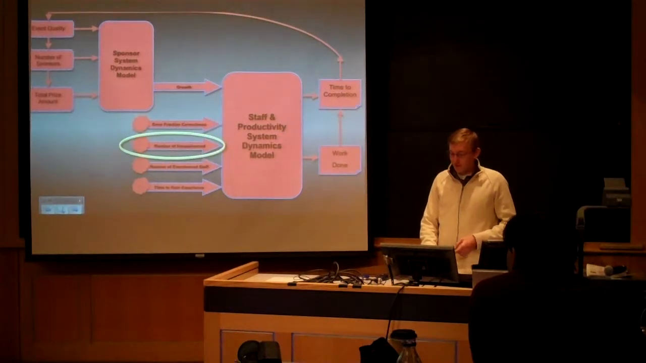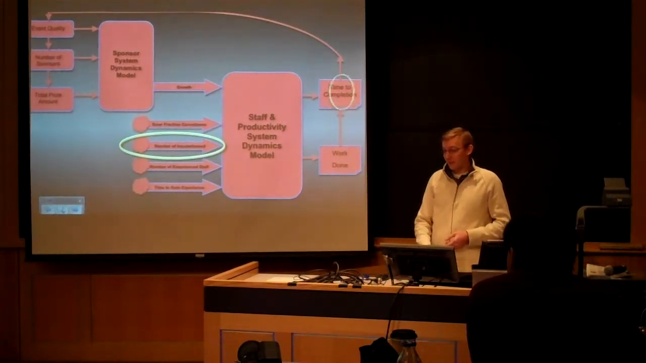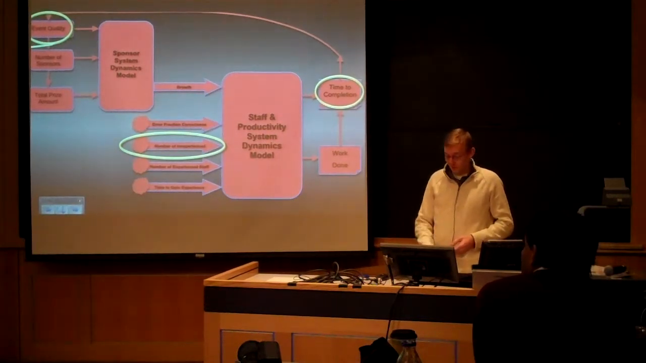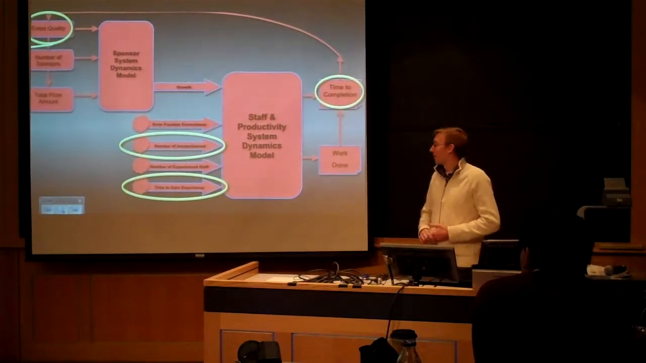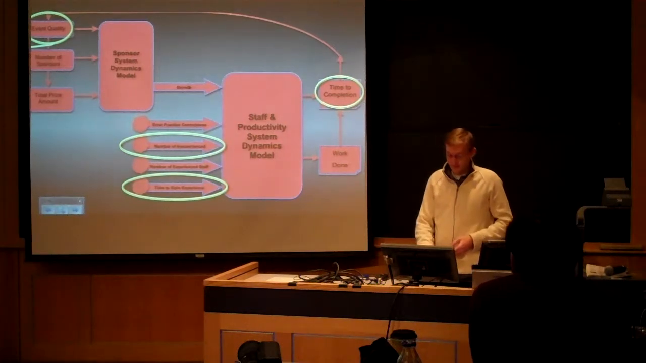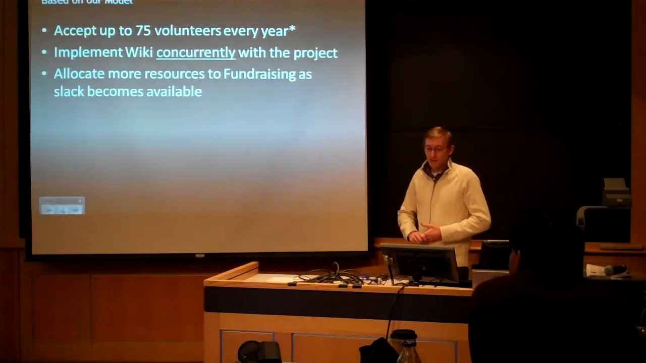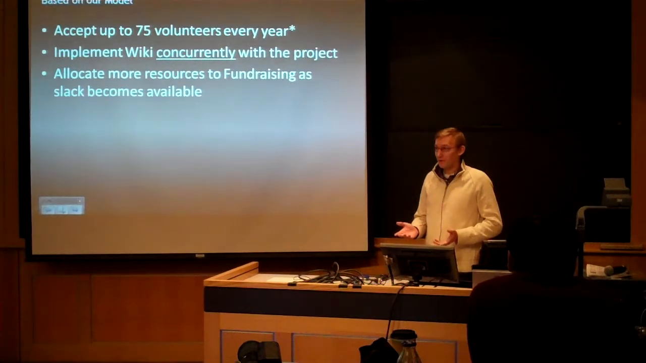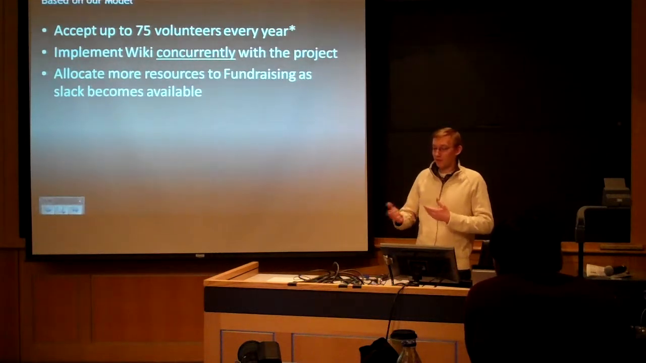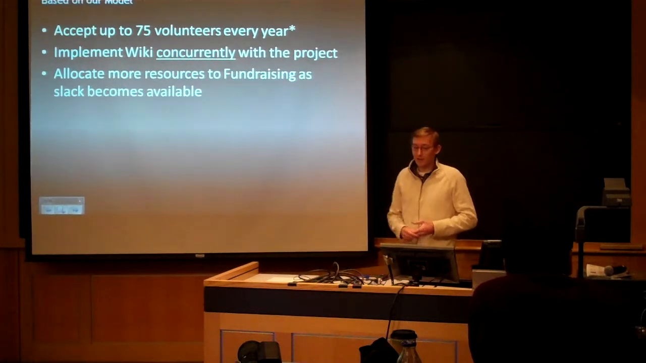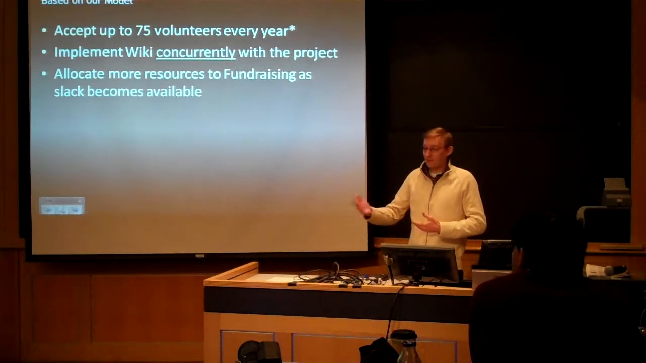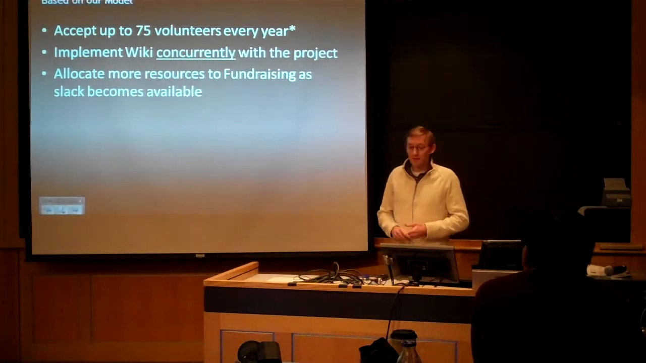Just to reiterate what we've done, we talked about how the number of inexperienced staff can affect time to completion, how that affects what we call event quality, and in turn affects growth. And we also talked about how time to gain experience similarly affects time to completion, event quality, and growth. So our final recommendations are to accept up to 75 volunteers every year, with the caveat that there is a risk of potentially increasing time to gain experience. So that's something they want to keep track of. And if it starts slowing down, then they want to implement a new policy.